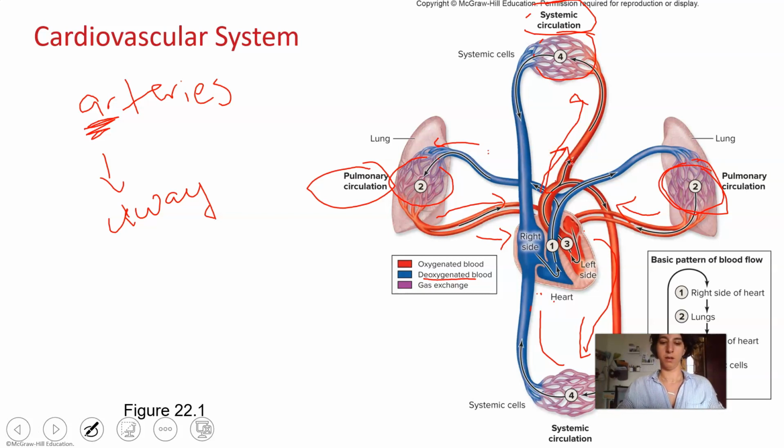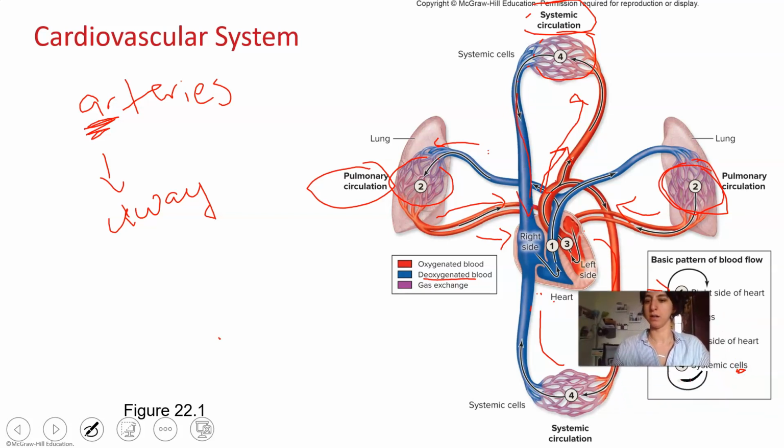So for our overview, what we basically want to understand here is this right here, our basic pattern of blood flow through the heart. So if we start conventionally, we're going to start on the right side of the heart. It goes from the right side of the heart to the lungs, back to the left side of the heart, and then to all of the tissues of the body. So here they're called systemic cells. And then back to the right side of the heart.